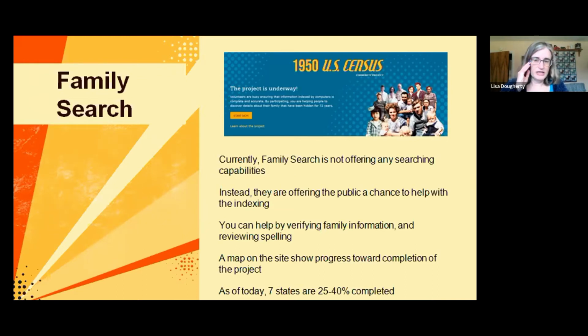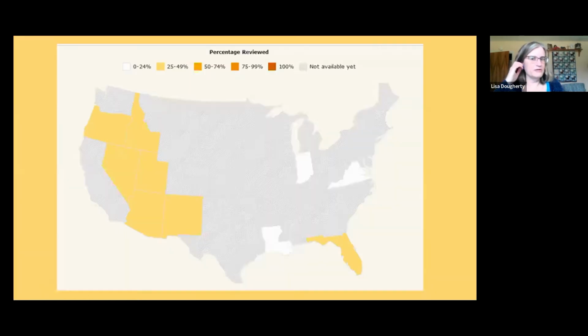I checked today and the statistics are 7 states are 25 to 40% completed. So that's pretty good. We are about 10 days after the release of the 1950 census. So that's the progress that Family Search is showing. And the 7 states are, Florida is one of them, and the rest are in the West. So none of the Northeast is included in the 7 states. But it's fascinating because they show you by map what exactly has been done.